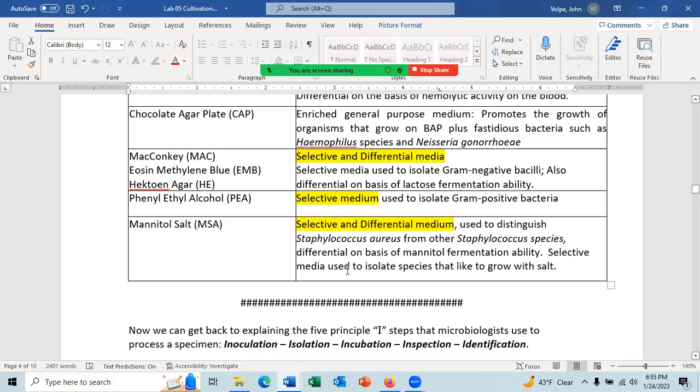This allows you to distinguish Staphylococcus aureus from other Staphylococcus species. Staphylococcus species can grow on mannitol salt agar, but only Staphylococcus aureus is yellow on mannitol salt agar because it can ferment the sugar mannitol. The other members of the Staphylococcus family do not ferment the sugar mannitol.